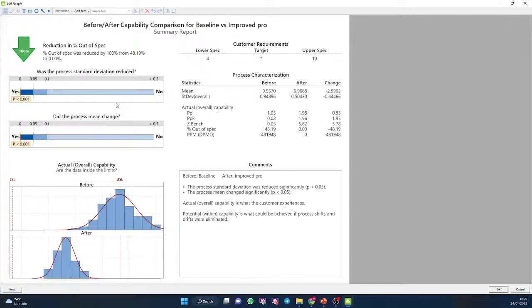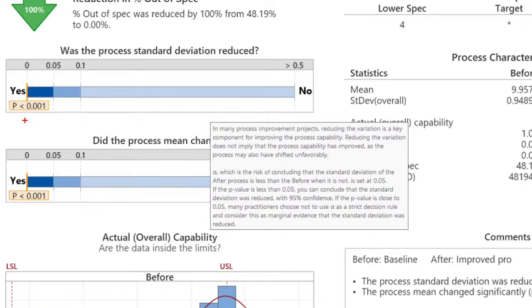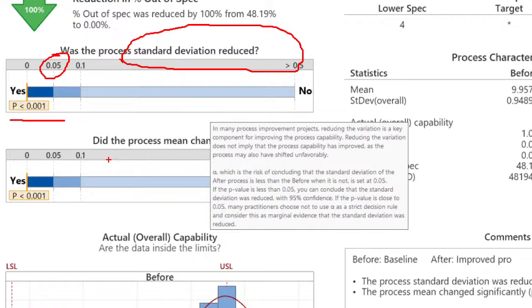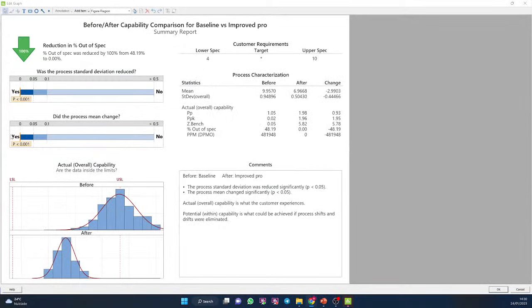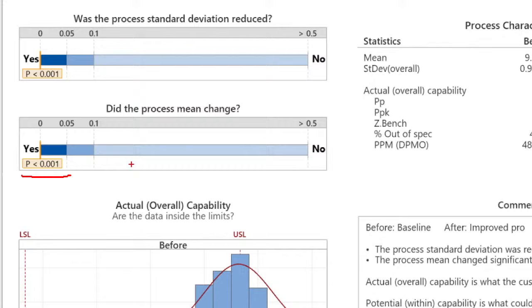And I like to check significance. It has to do with the famous p-value. If the p-value is less than 0.05, then we have good evidence that the standard deviation, for example, has reduced in a way that is statistically significant. The same for the mean: the p-value is less than 0.05, so we have a strong argument that the mean has changed. This is very, very important.